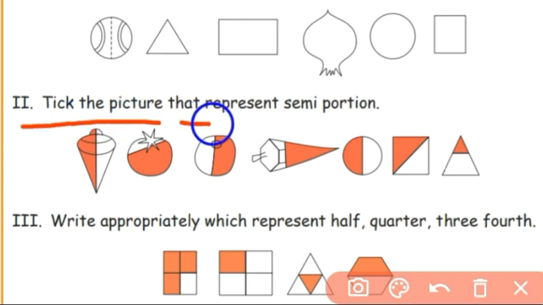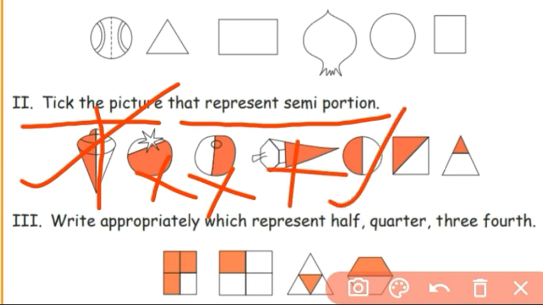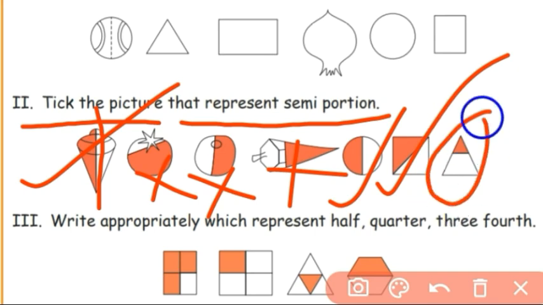Tick the picture that represents semi portion. Semi means half. See, this is half. This is not half. This is not half. This is not half. This is half, 2 equal parts. And this is half. This is not half.